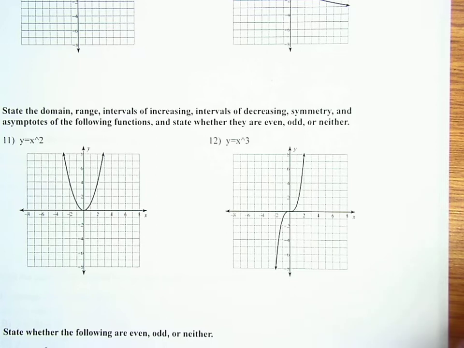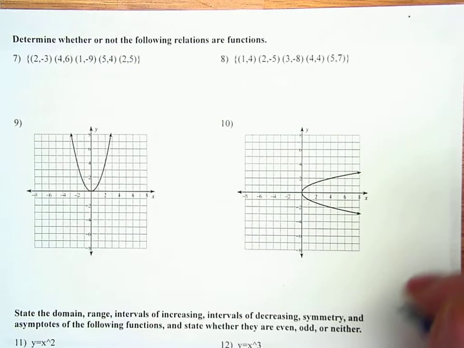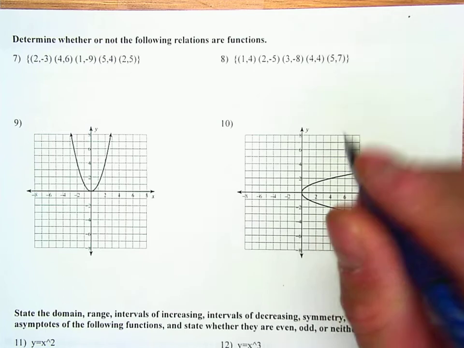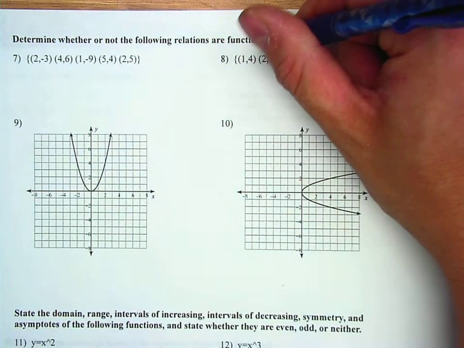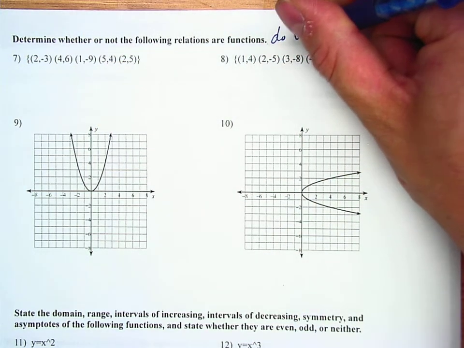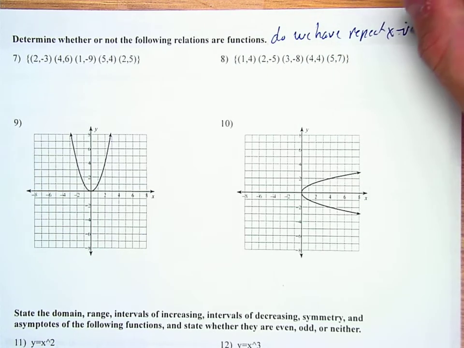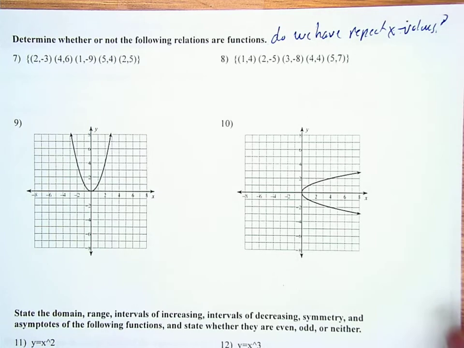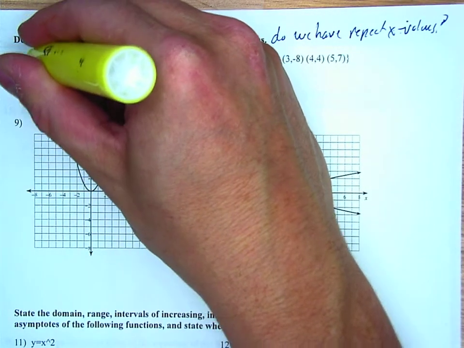All right, next one. Determine whether or not the following relations are functions. So to determine if something's a function or not, you can either do the vertical line test, or you can check to see that each input has only one output. So what you're looking for is repeating x values if you have a list of coordinates. So do we have repeat x values? Because if the x's repeat, it means that they have multiple outputs. And I'm not going to try to trick you and put the same output for two of the x that are the same. So this one, the 2, there's 2 of them.